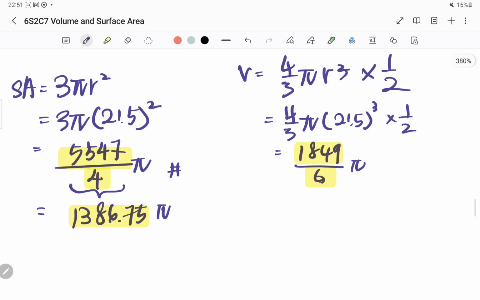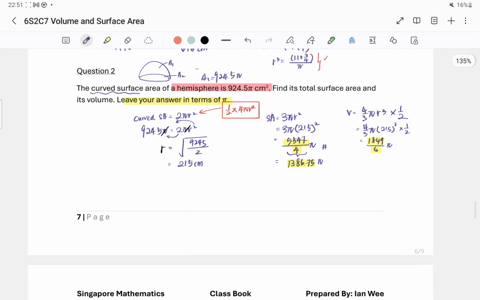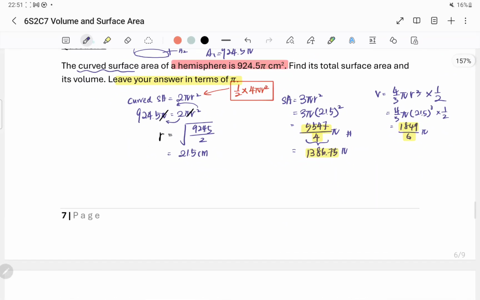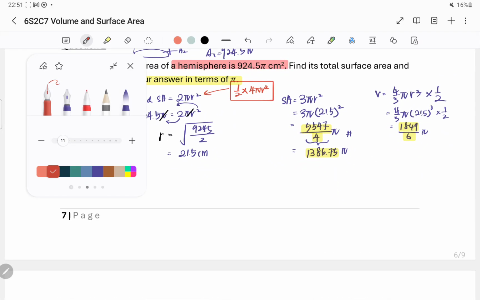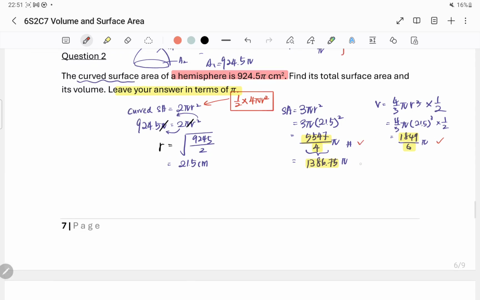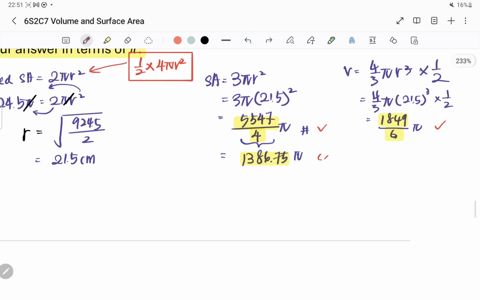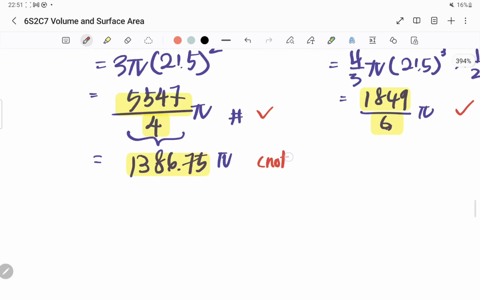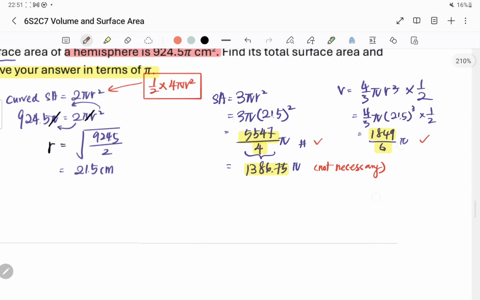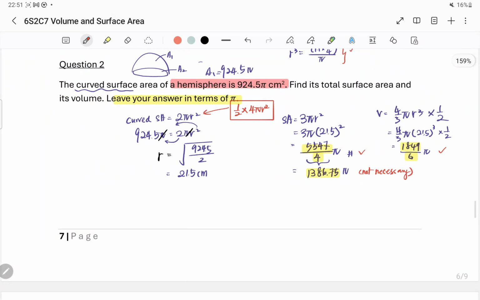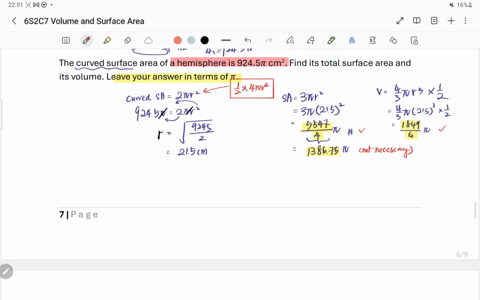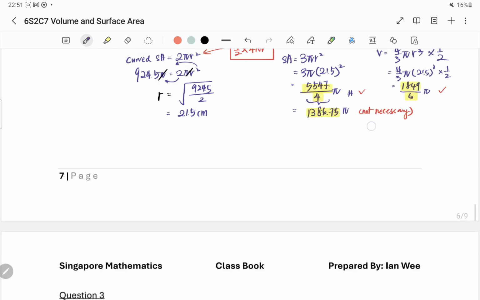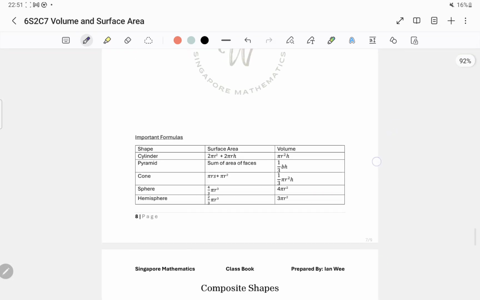So put it that way. Just leave it that way. It's okay, don't have to purposely find out the decimal place. Actually, you can just stop over here already. Not necessary. Just leave it with pi. Do not take away the pi. Don't multiply the pi, change it to decimal place. Okay, so let's look at this.